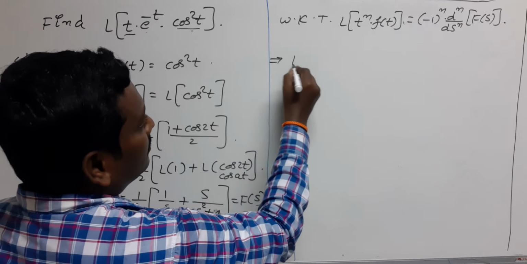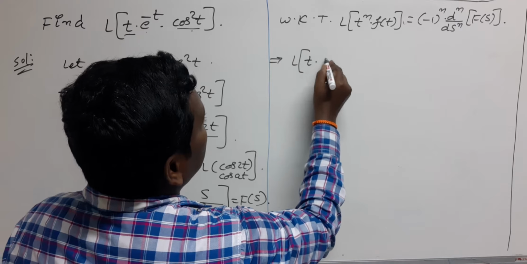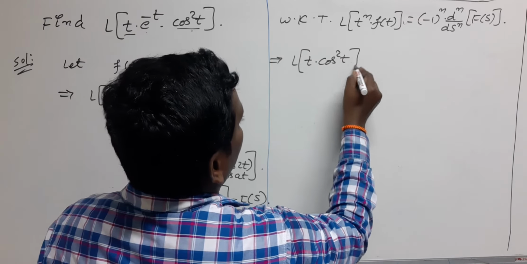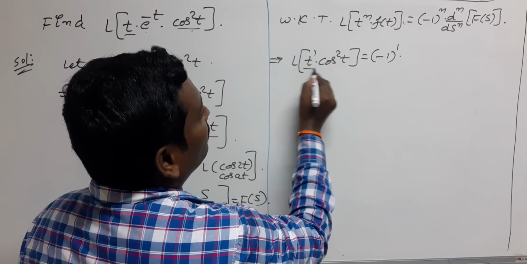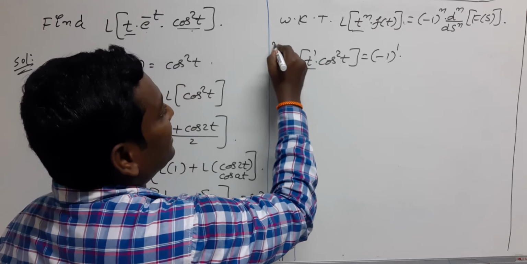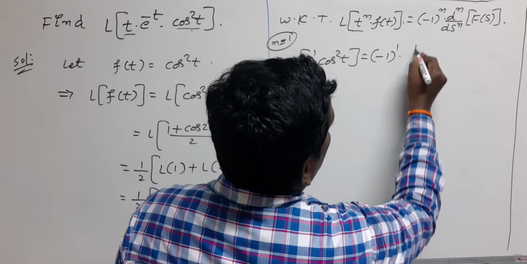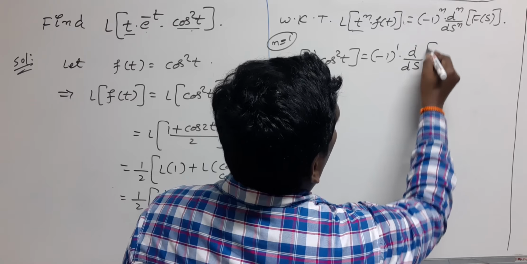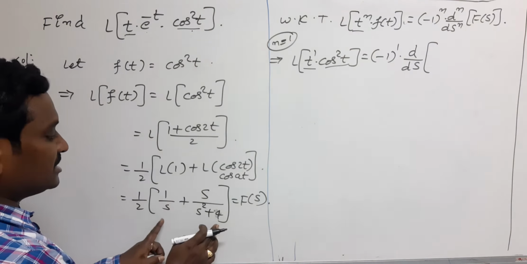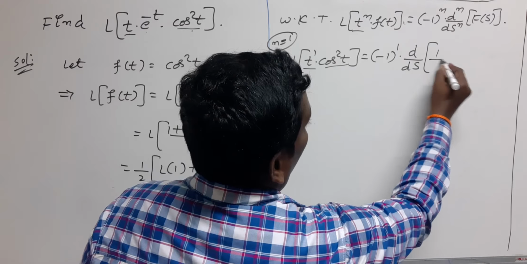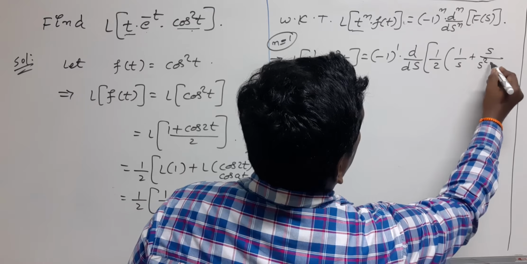According to this formula, what is L of t into cos square t? Minus 1 whole power 1, because we have t power 1 instead of t power n. That is why n is equal to 1. Okay. So d by ds of f of s. F of s is nothing but Laplace transformation of cos square t, which is this one.